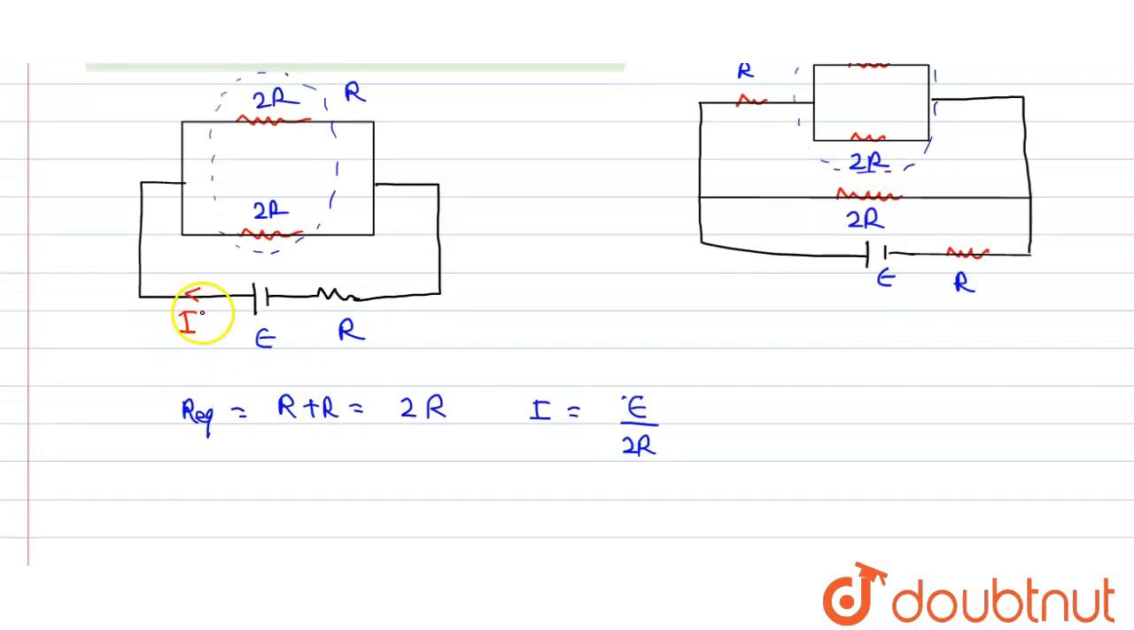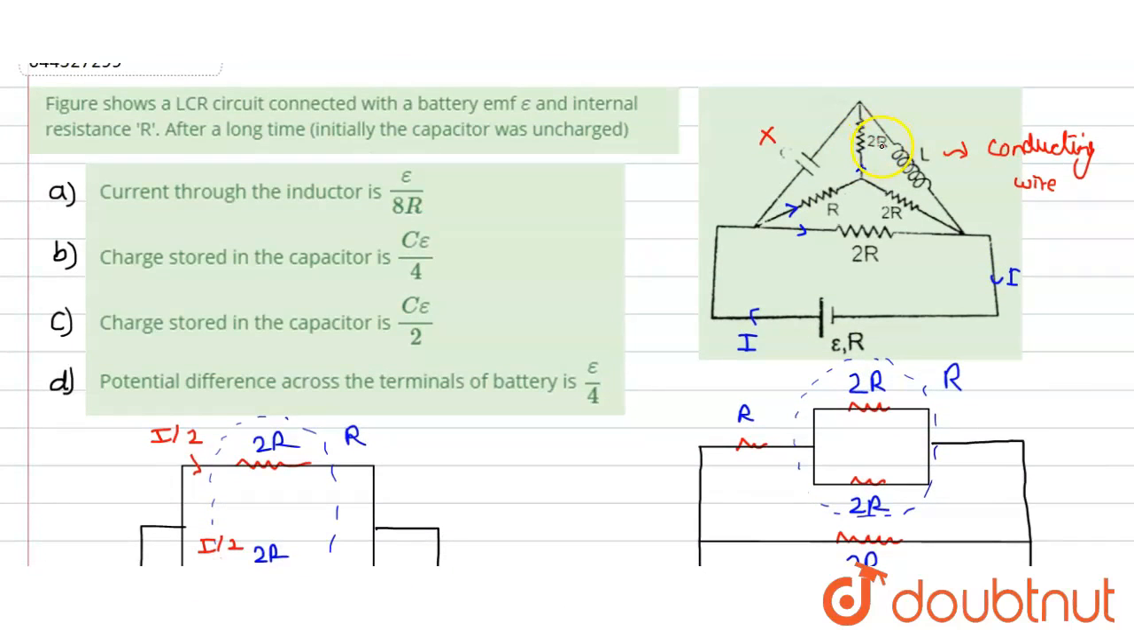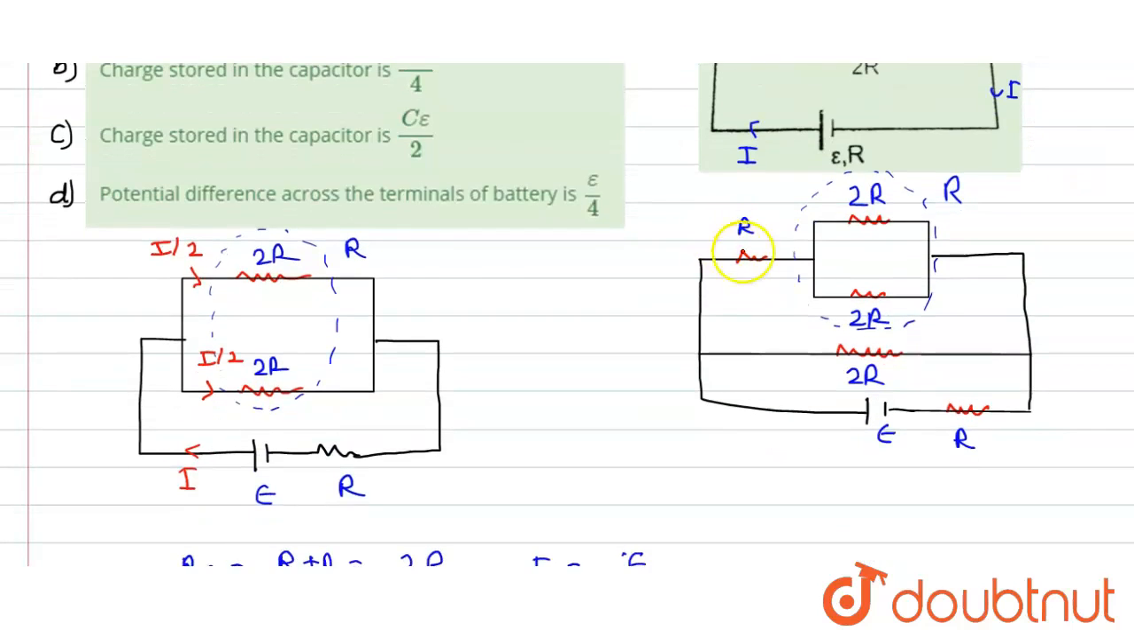Now once we know the value of this current, we can see that this resistance and this resistance are equal. So the current would be halved. It would be I by 2 here, and here the current would be equal to I by 2. Now the inductor is connected where? The inductor is connected with this 2R. Now the current which is going here is equal to I by 2.